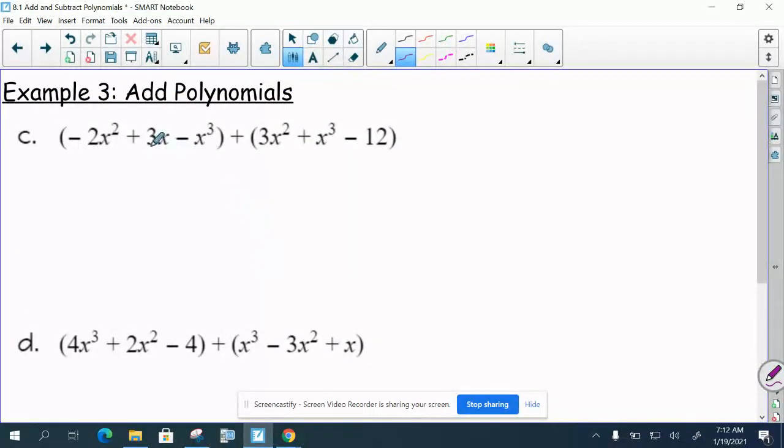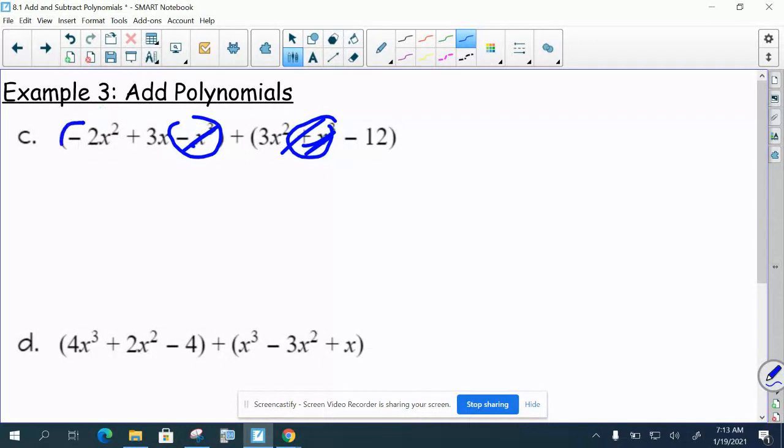Now for this one, the original problem is not in standard form, so you have to be kind of careful. So we're still going to take the highest power first. If you just look over your problem first, which one is the highest power? X to the third. So you've got negative x to the third and positive x to the third, those are going to cancel, right? Because negative 1 plus 1 is 0, 0x to the third is 0.